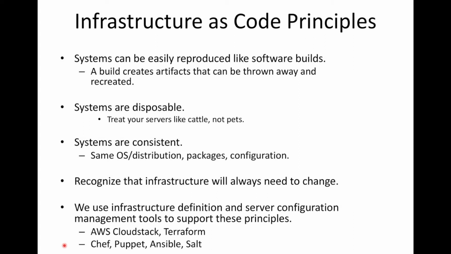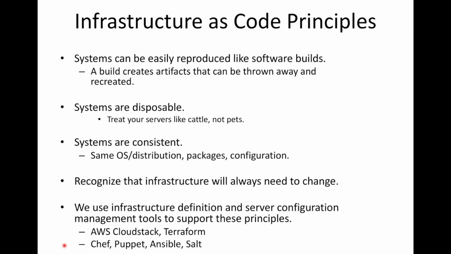When we're implementing infrastructure as code, generally we're following a number of common principles. The idea with infrastructure as code is that we can reproduce our infrastructure systems just like we reproduce our software builds. When we're building software as part of a software build pipeline, the pipeline creates a set of artifacts, and those artifacts represent like a compiled binary for our application. We can throw away that binary file at any time because we can always reproduce that software build. The same is true of our infrastructure.